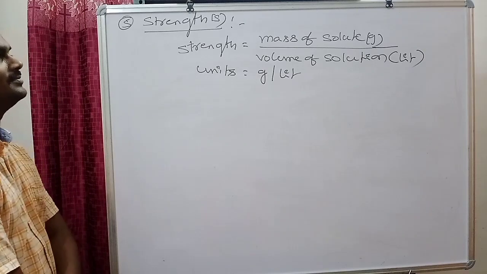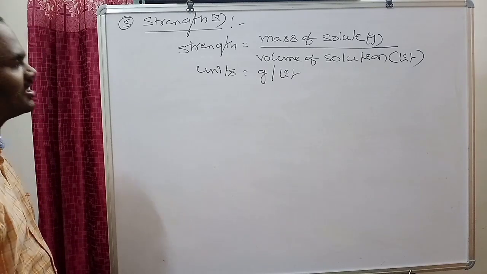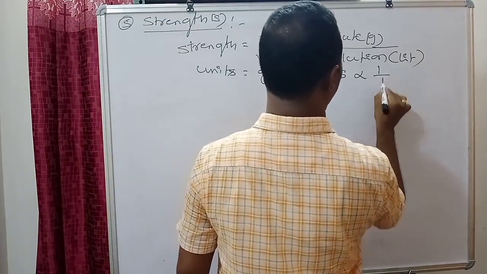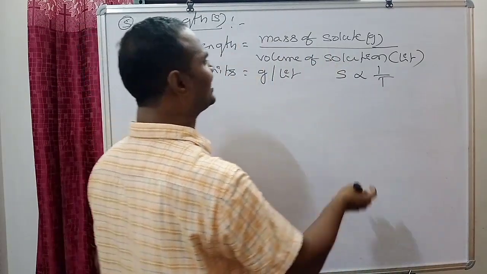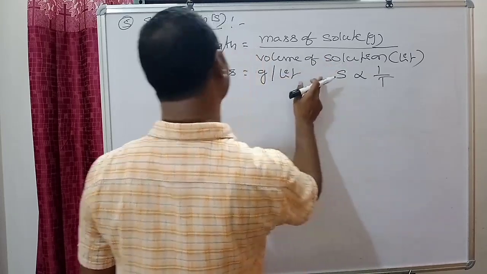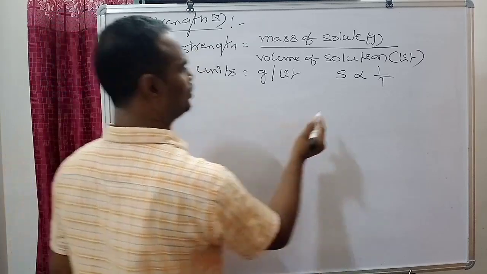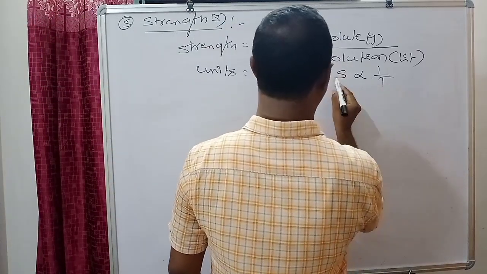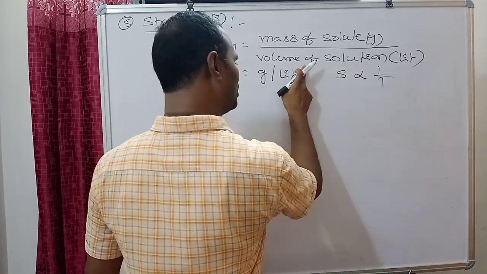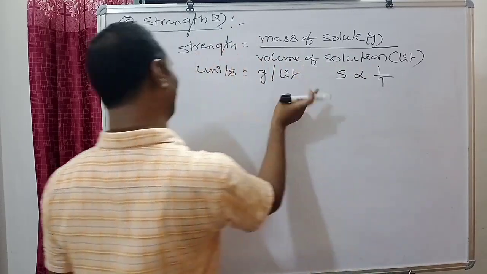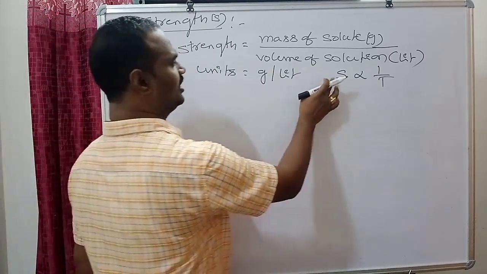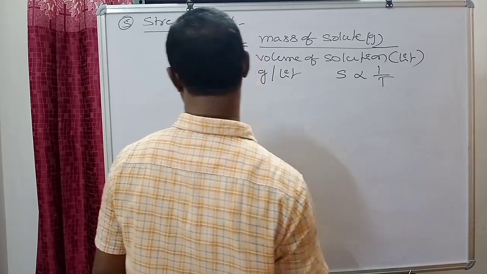Strength is inversely proportional to temperature. With increase in temperature, volume increases. Therefore, volume is inversely proportional to strength. So when temperature increases, volume increases, and therefore strength decreases. Strength and temperature are inversely proportional.